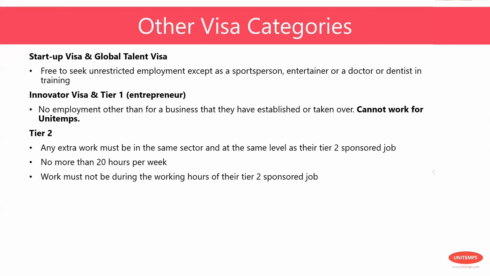Tier 2, this is going to be replaced by skilled worker visa. There's going to be some communication coming out about that in the next few weeks, I think, probably. But these rules will apply to skilled worker visas as well. Any extra work, so these are visas where somebody's been sponsored to come and work for a specific employer, not Unitemps, because we don't have the license to sponsor anyone. But they are allowed to do a little bit of work on the side, but under some quite extensive restrictions. They're even worse actually than tier 4s.